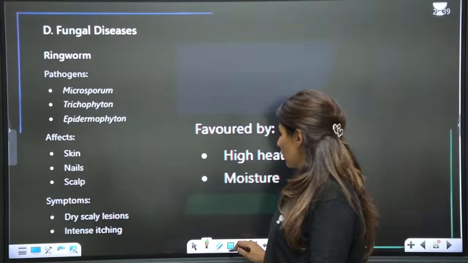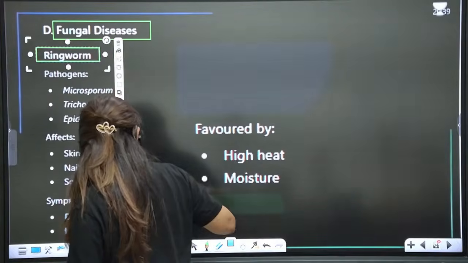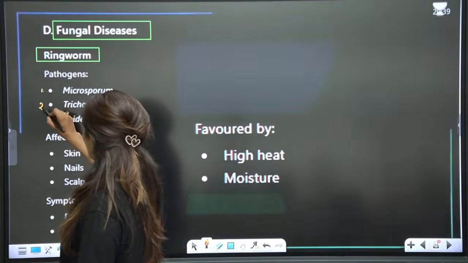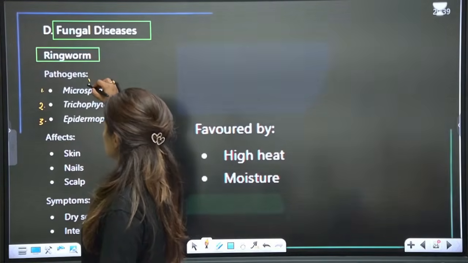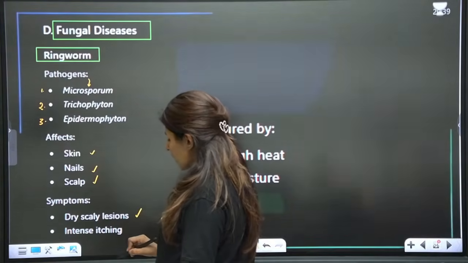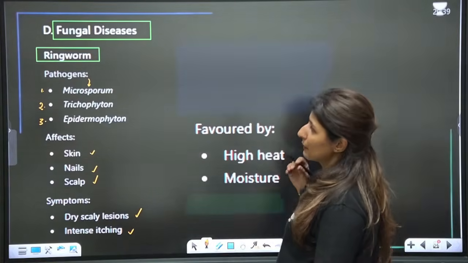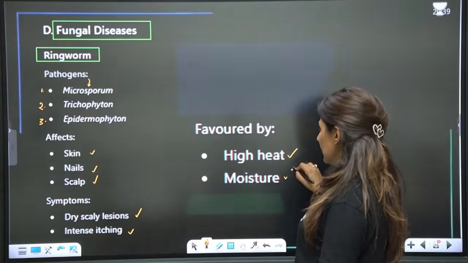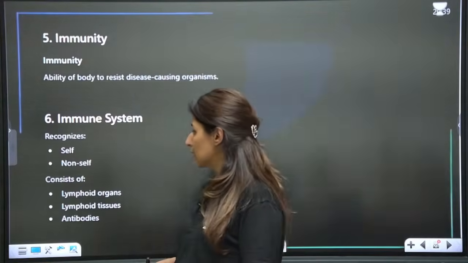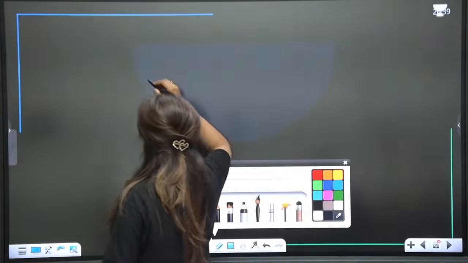Are these clear? Moving on to fungal diseases now. In fungal diseases, guys, we are going to discuss ringworm, and ringworm is caused by 3 different pathogens. We have Microsporum, Trichophyton and Epidermophyton. So these are the pathogens. They infect skin, nails and scalp. Symptoms are dry, scaly lesions and intense itching. Is that clear? And every fungus is always favored by high heat and moisture. So the upcoming weather will favor these. Please tell me these points are clear. Is that clear? And then we are left with viral diseases.